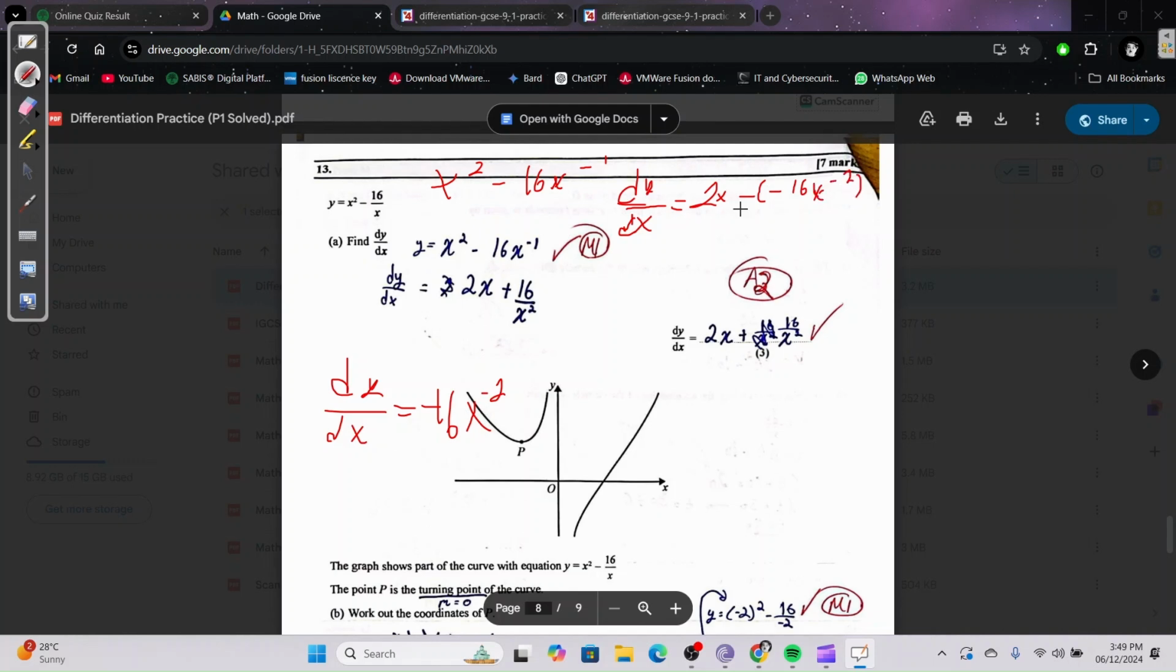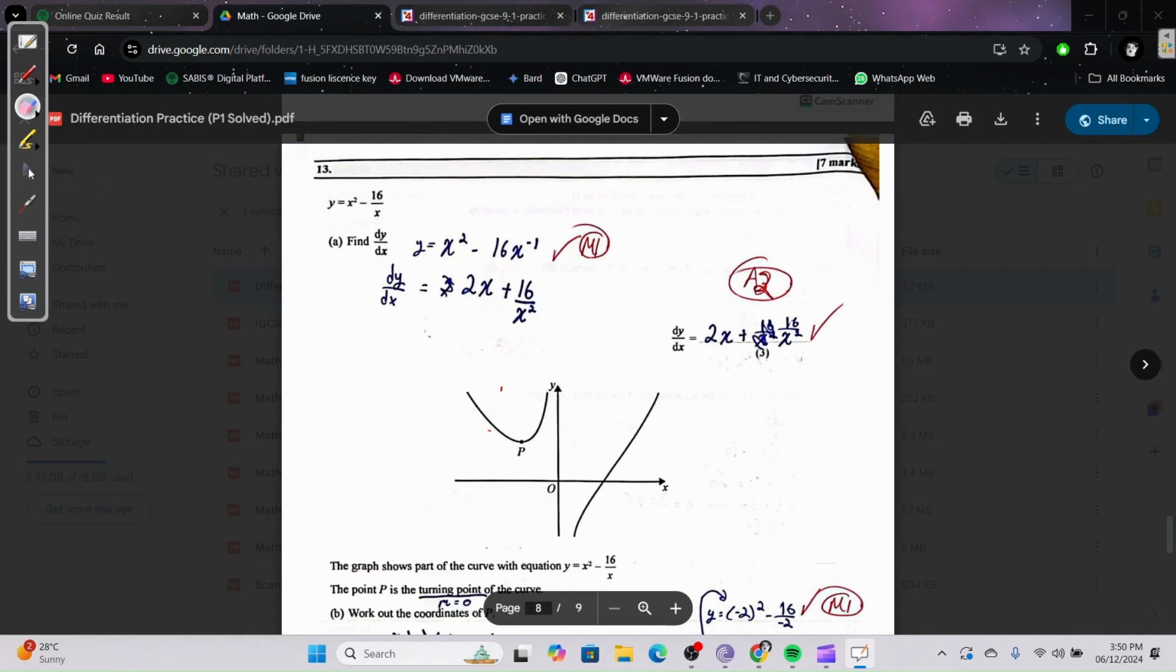Okay, minus with a minus makes a positive, so this is actually going to be 2x plus 16x to the power of negative 2, because remember when we derived this part of it, negative 16x to the power of negative 1, we got negative 16x to the power of negative 2. So we have negative and it's minus, so it's minus with a minus, positive. So this is our answer.